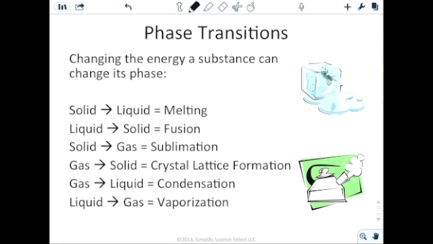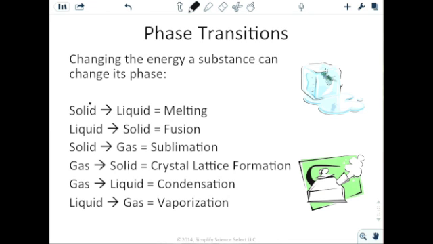And next we'll talk about our phase transitions. Changing the energy of a substance can change its phase. As we add energy to a system, the particles are going to move more, and that means they are going to change phase. We increase their temperature, we increase their kinetic energy, they move more and they change phases.